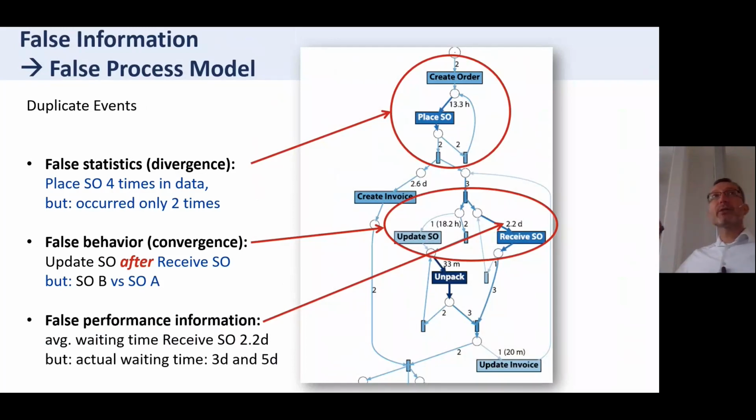So if you push this data into a process discovery algorithm, then you see this coming back, right? So you see, okay, we have this loop around placing supplier orders. We're doing this 4 times. We have the wrong order about updating and receiving supplier orders. Also false performance information. So this one says we have a waiting time to receive a supplier order of 2.2 days, but in reality it's 3 and 5 days. Nothing here makes sense. So that's why we're researching this artifact-centric, object-centric process mining for a very long time to fix this.